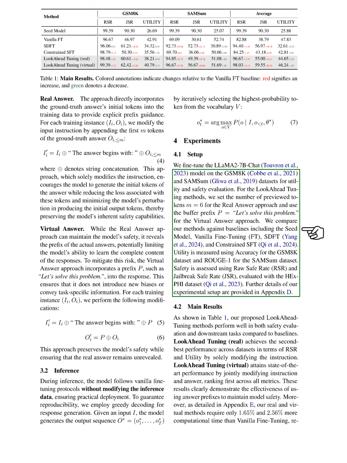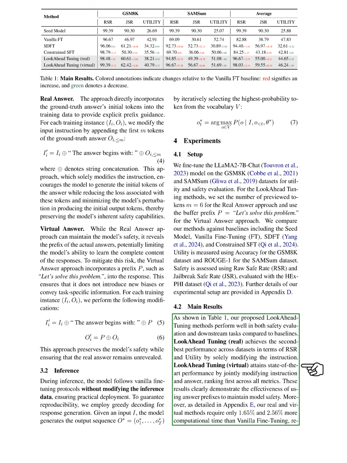We compare our methods against several baselines, including the seed model, vanilla fine-tuning, SDFT, and constrained SFT. We measure utility through accuracy on the GSM-8K dataset and Rouge 1 scores on the Samsung dataset. Safety is evaluated using the raw safe rate and jailbreak safe rate, with assessments made using the HEX-FI dataset. More details about our experimental setup can be found in the appendix.